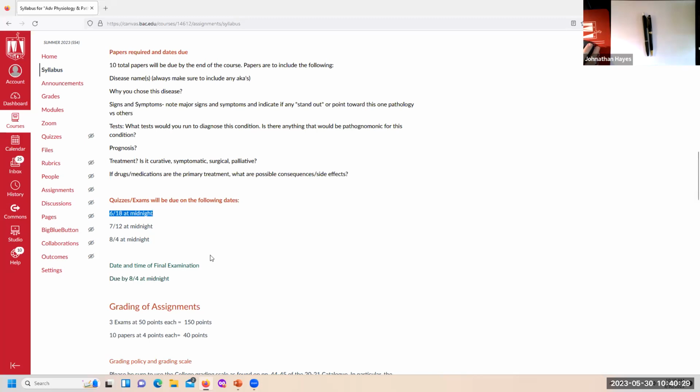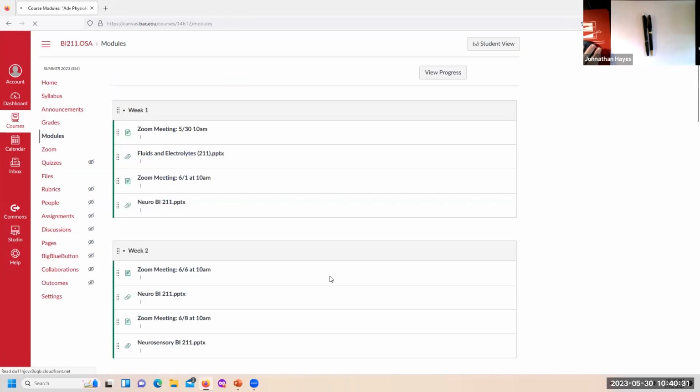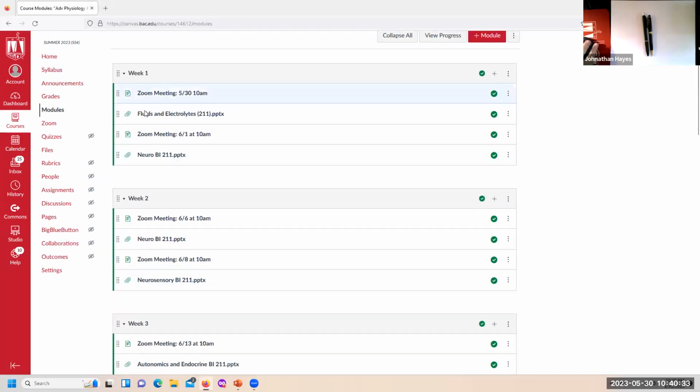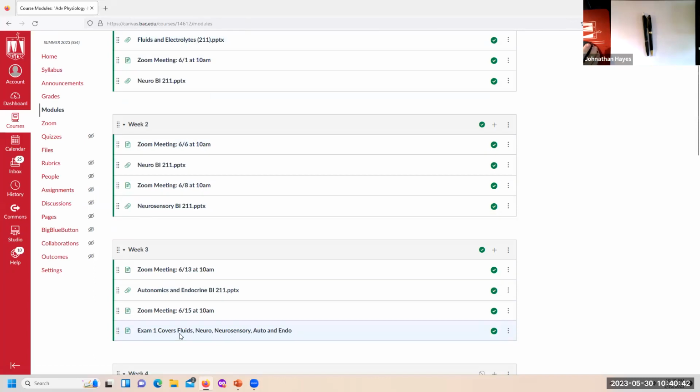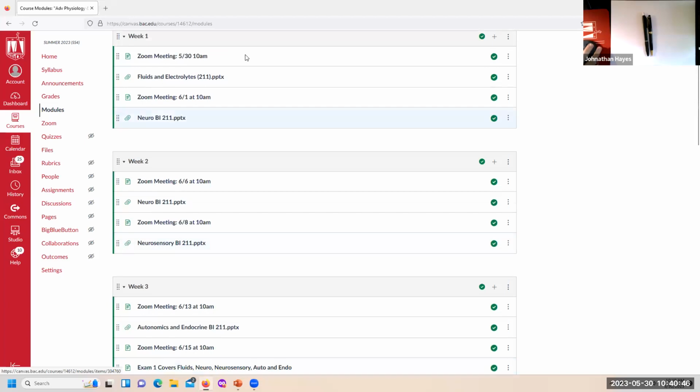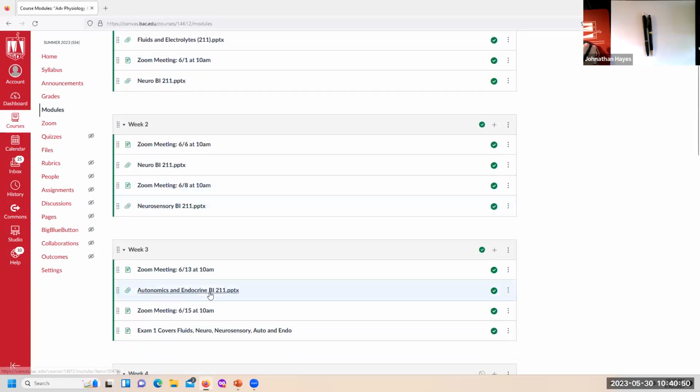So every day that we get on, again, I'm going to go to the modules. I'm going to say, here's what we're doing today. Here's what we're doing Thursday. Here's what we're doing next Tuesday. Here's what we're doing next Thursday. Here's our first test. And then I'll go over the format. I'll say it'll be 50 questions, multiple choice, covering fluids and electrolytes, neuro, neurosensory, autonomics, and endocrine. Okay. And I'll do that every day until you're tired of hearing it. But again, it keeps people from getting lost, and it keeps people on track.